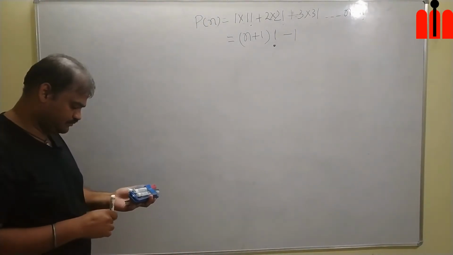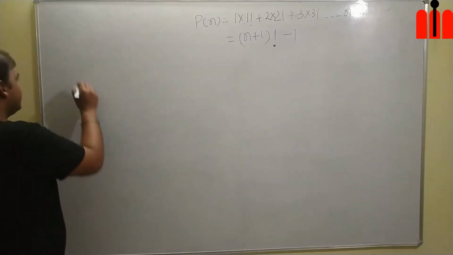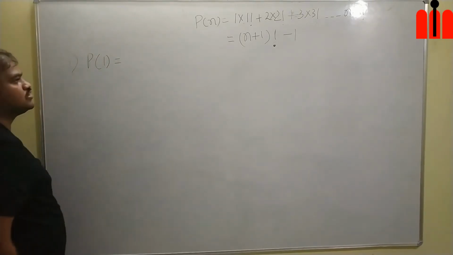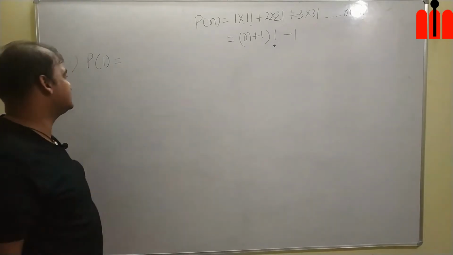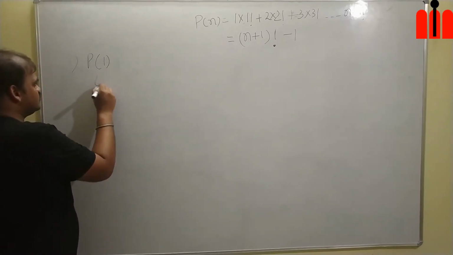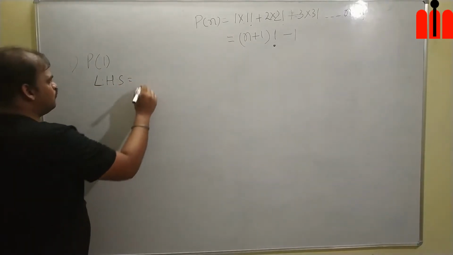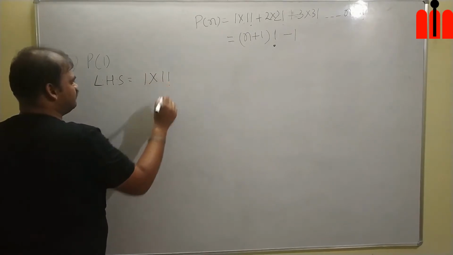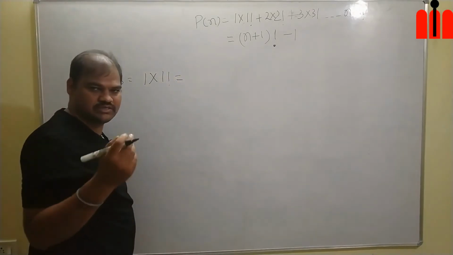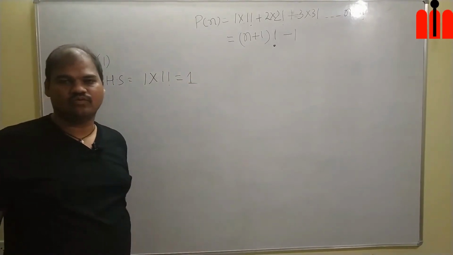So what will we do? First we will check for our P1. First step, we will check for our P1. So what will be my LHS for P1? My LHS will be 1 into 1 factorial because the value of n is 1. What is 1 factorial? It is 1. So 1 into 1 will be 1. So my LHS is 1.